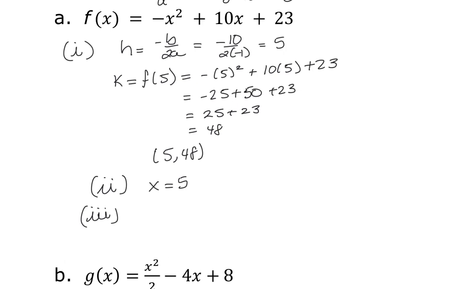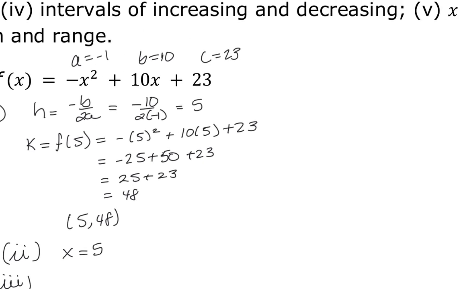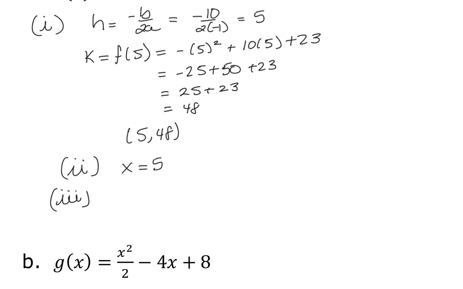The third part, what is it asking me to do? The maximum value? Okay. Because my leading coefficient is negative, the maximum value is the k part at x equals the h part. So we have a max of 48 at x is equal to 5.